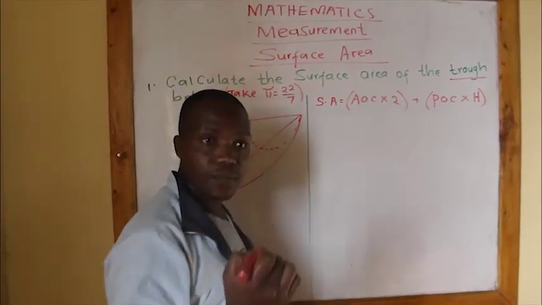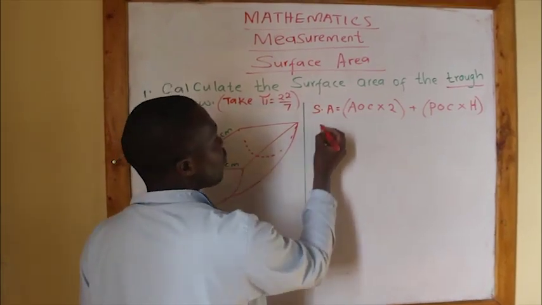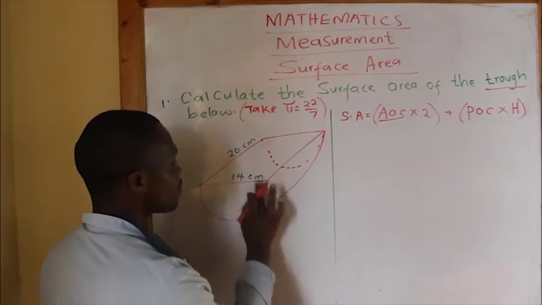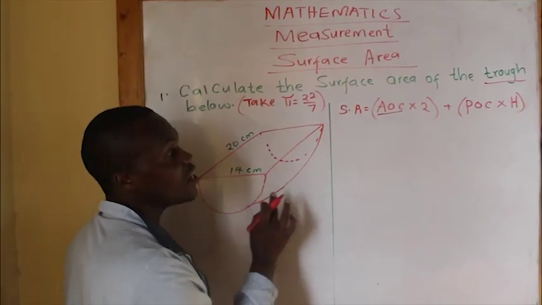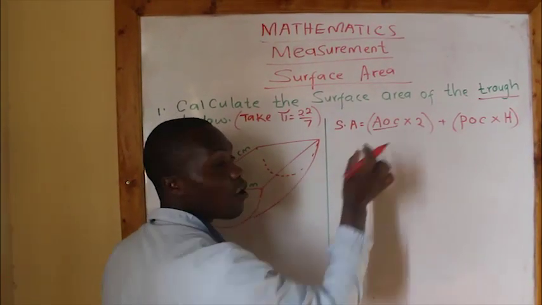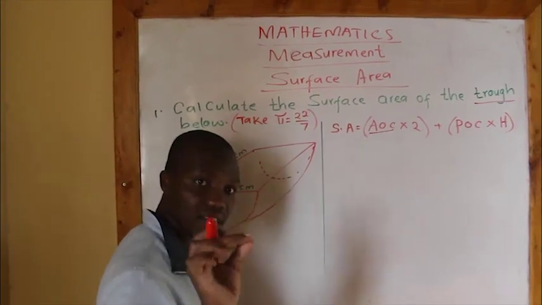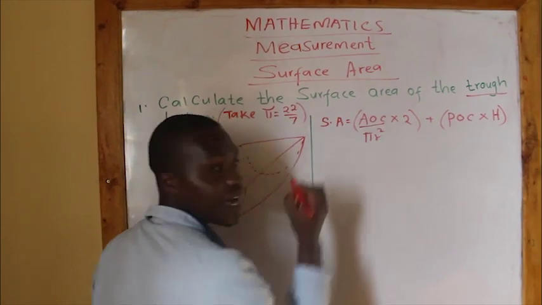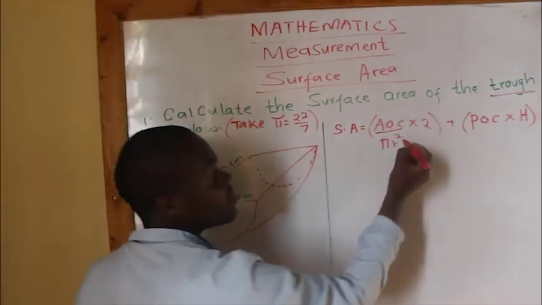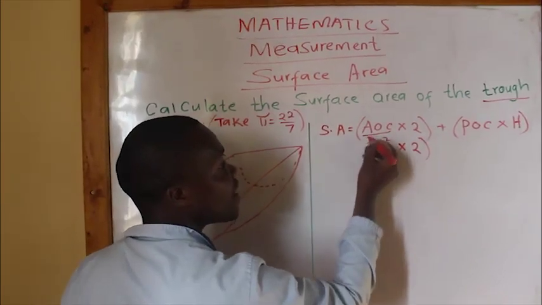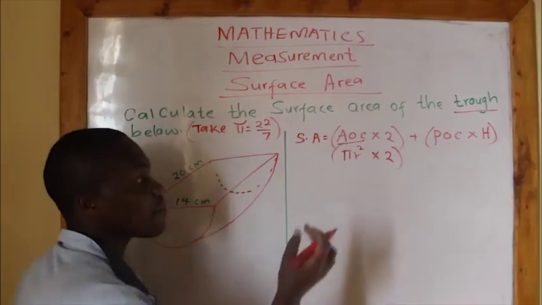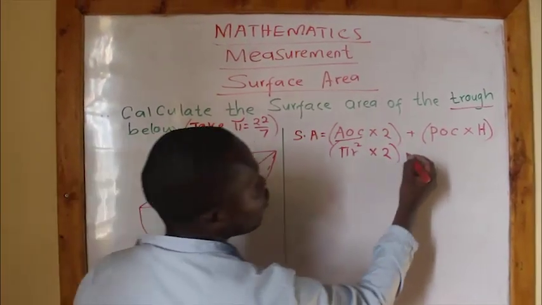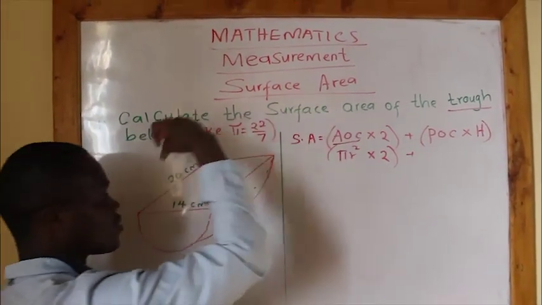AOC times 2 plus POC times height. So what I want you to do is this. You have to interpret what is the cross section. Since the cross section is a circle, you write the formula of finding the area of a circle. So the cross section is a circle, that is now pi r squared. That is the area of the circle. Then times 2. So what am I doing here? I am interpreting my cross section because it is a circle. We multiply by 2.